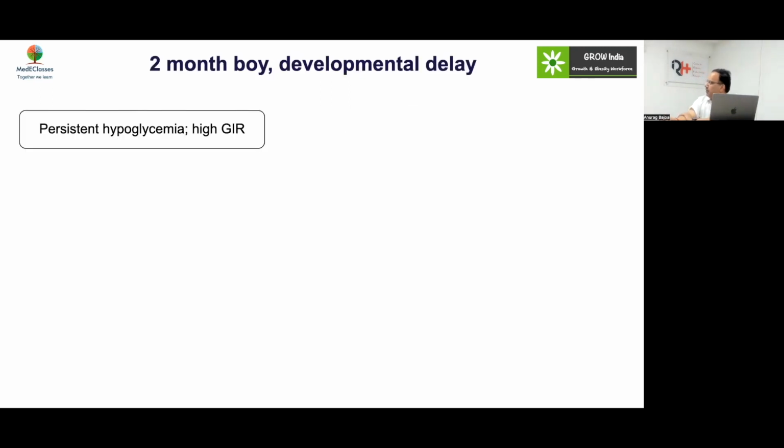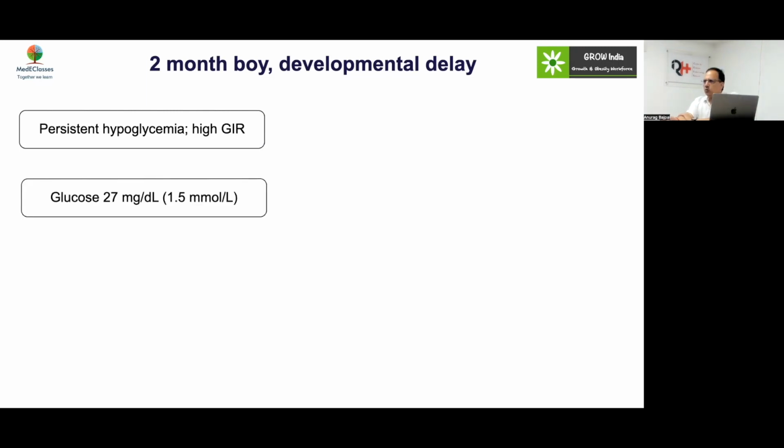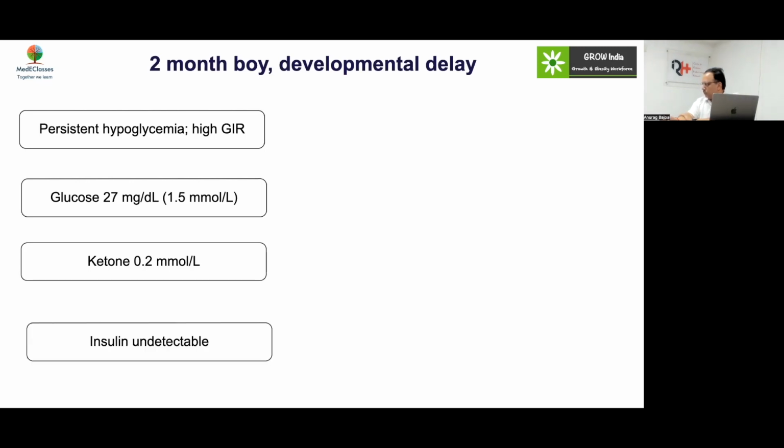2-month-old boy with developmental delay, persistent hypoglycemia with a high GIR, glucose is 27, ketone is negative. So what are you thinking of? Insulin is undetectable. But you have a persistent hypoglycemia with high GIR; in fatty acid oxidation defect, that is unlikely. There is a glucagon response.